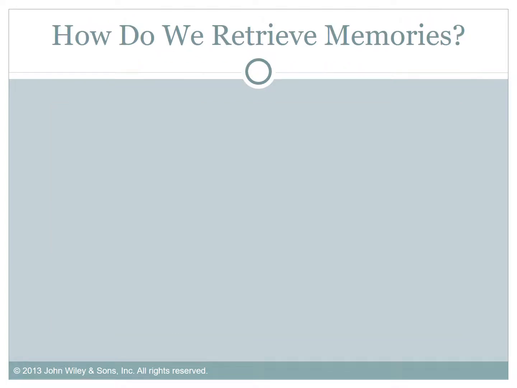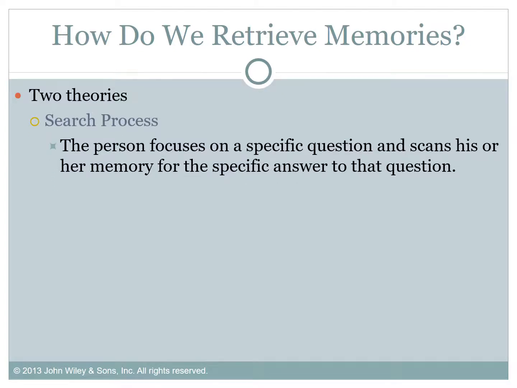Once we've encoded and stored the memory, we also have to retrieve the memory. Now, there's two theories on how we do this, one of which is kind of outdated, although we still use it with computers. The other is more how humans actually retrieve our memories. The search process is primarily something we use with computers and not with humans.